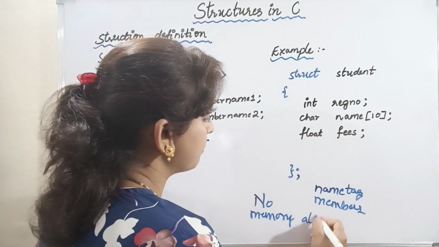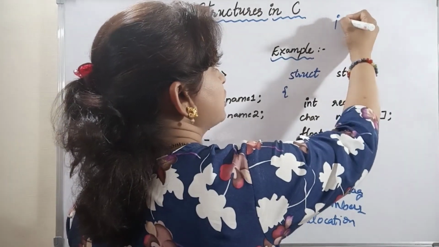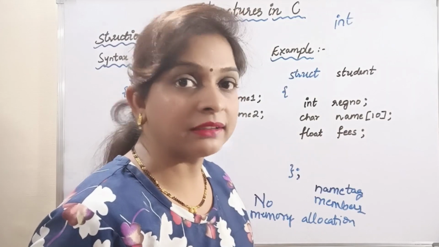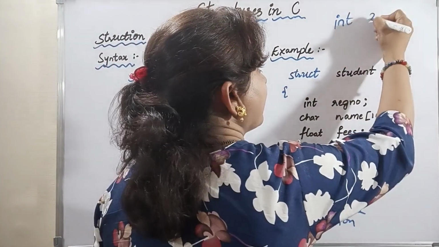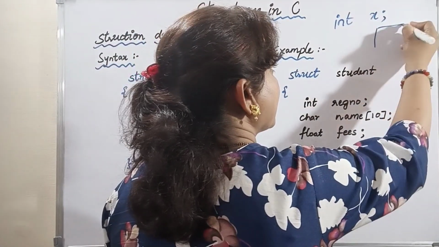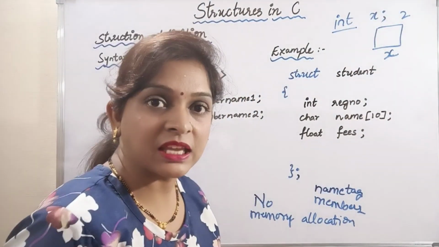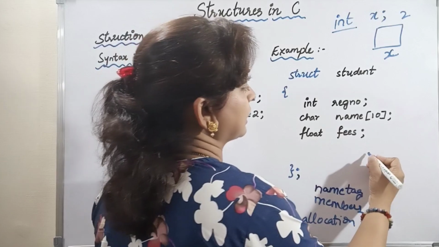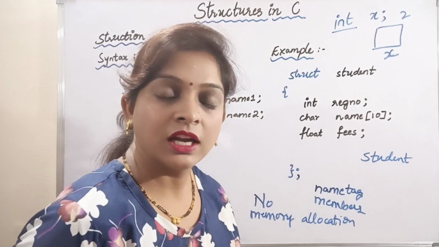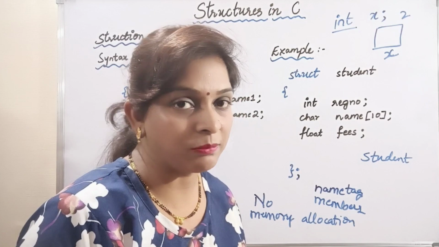There is no memory allocation because, say, if I just say integer, do we get the memory? No. I'm just mentioning the data type. When I say a variable by name x, then the memory will be allocated. I say x gets a memory of 2 bytes because it is of integer type. The same way, my data type name is student. If I just say student, it is not sufficient. I have to have a variable of that data type. Then the memory will be allocated.